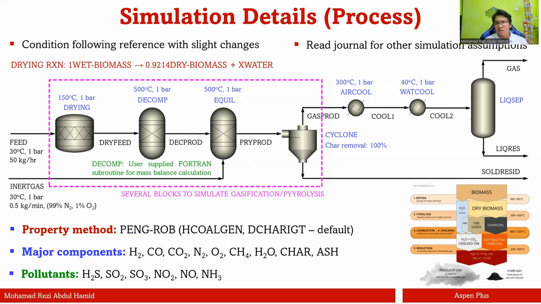where an equilibrium calculation will occur to produce a gas mixture that has the minimum Gibbs free energy. In this case, you have inert gas going into this reactor, because pyrolysis is a process where you can have inert gas but no oxygen. As you can see, you have inert gas at 30 degrees Celsius, 1 bar, and the flow rate is 0.5 kilogram per minute. Composition is 99% nitrogen and 1% oxygen, so a very small amount of oxygen. Feed here is 50 kilogram per hour, 30 degrees Celsius at 1 bar.